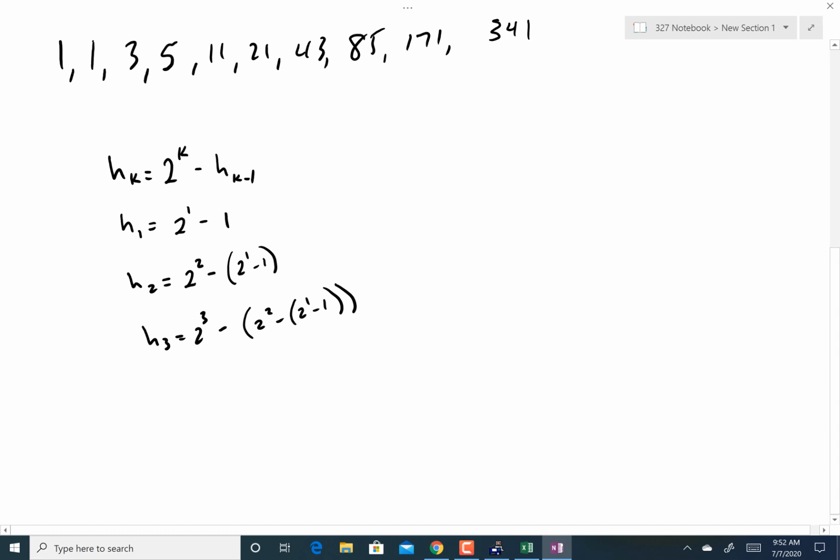So I thought, well, okay, let's just actually try the math here. If I take this, my h1 is this minus h0. Then h2 is 2 to the second minus this guy. And h3 is 2 to the third minus this whole thing, and so on and so on. Let's go a couple more here, just to see what happens.